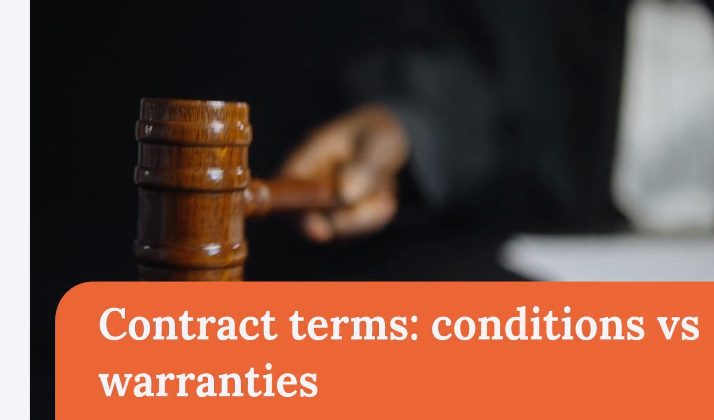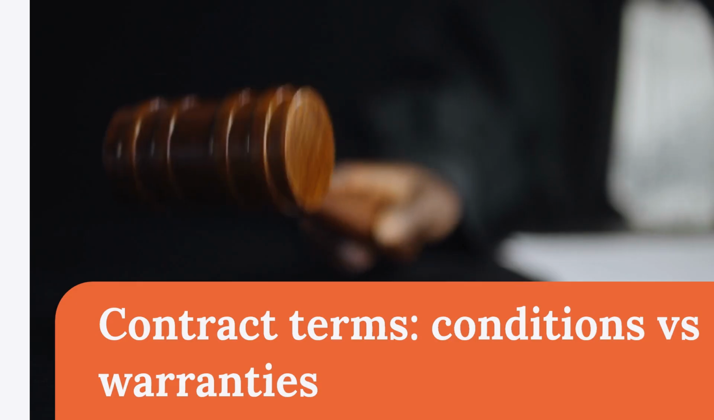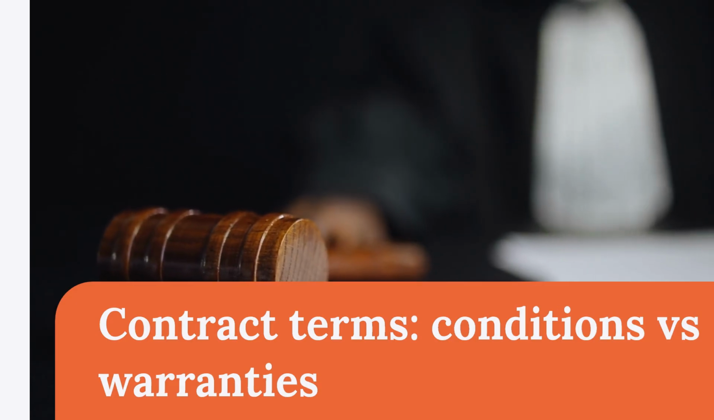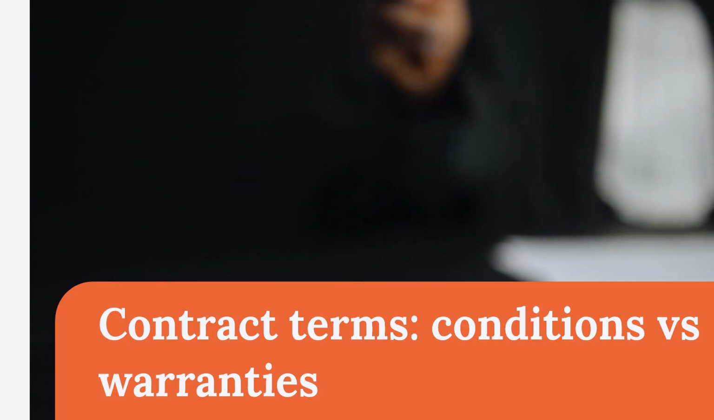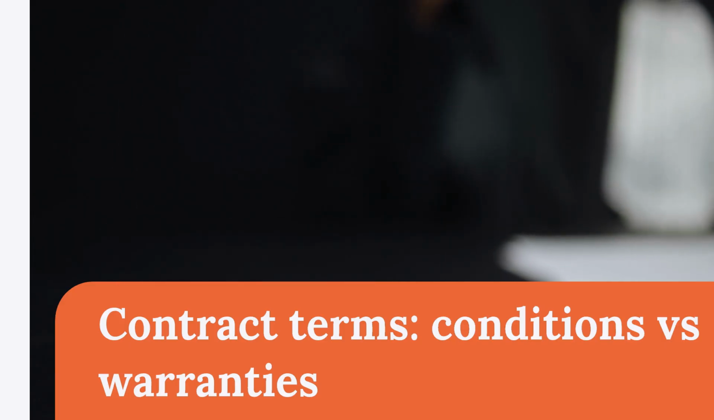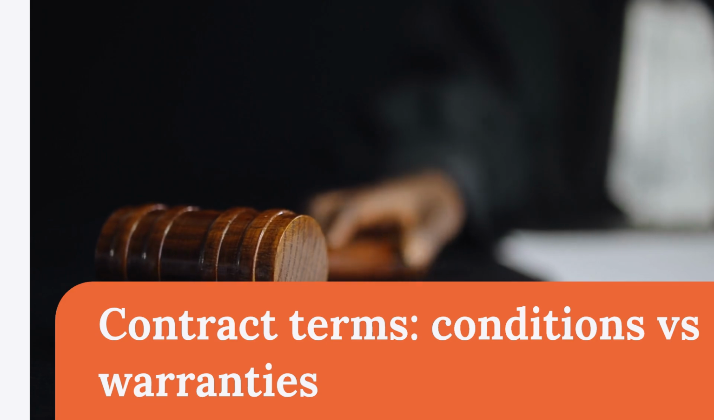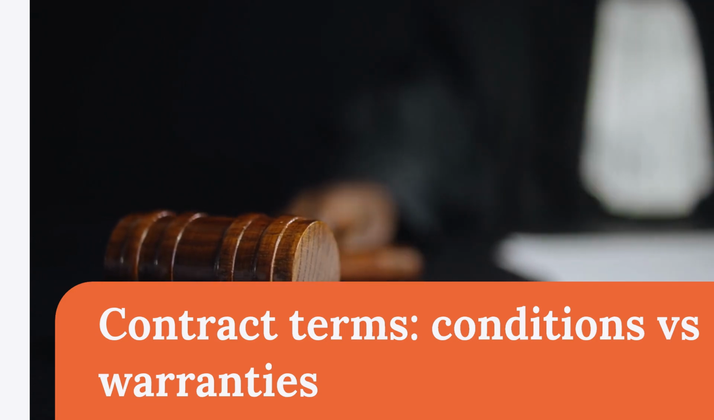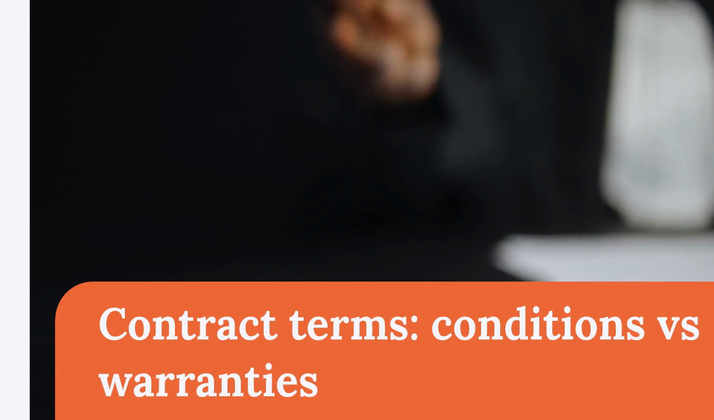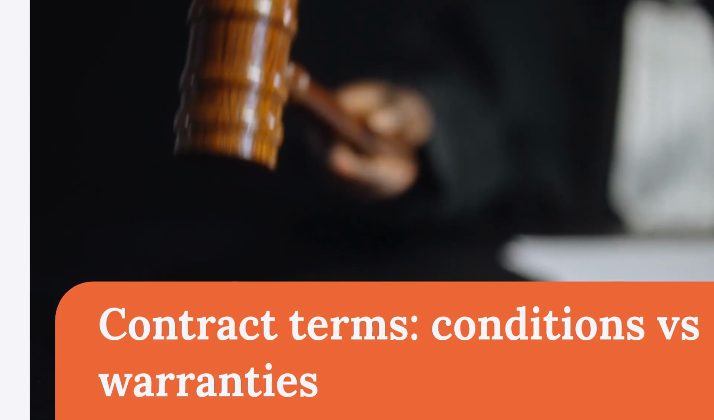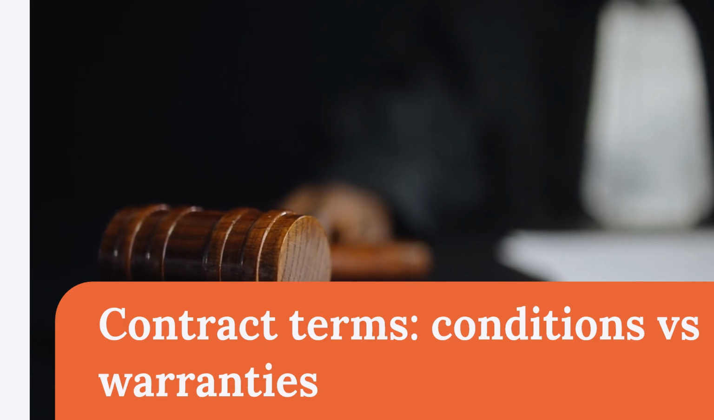Contractual terms are classified by importance as conditions or warranties. Conditions are fundamental and allow contract termination if breached. Warranties are less critical, allowing only for damages. Courts assess the term's importance to determine its status. Labels used by parties are relevant but not decisive.